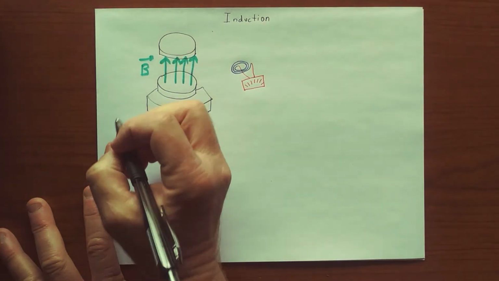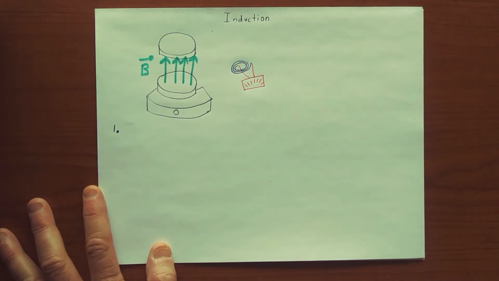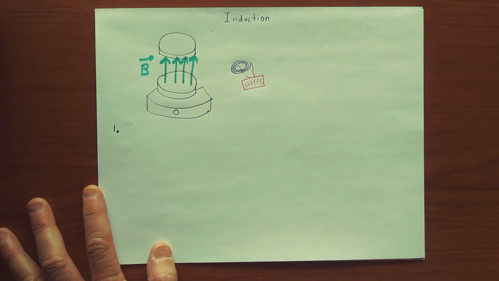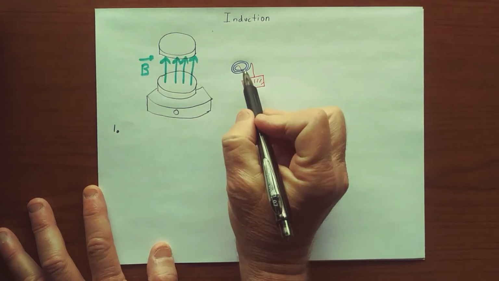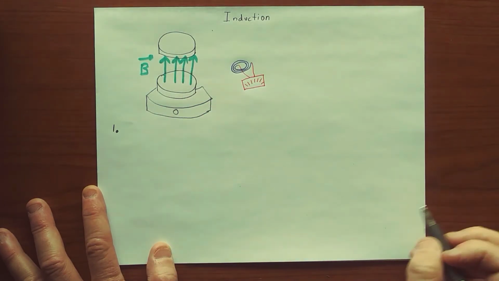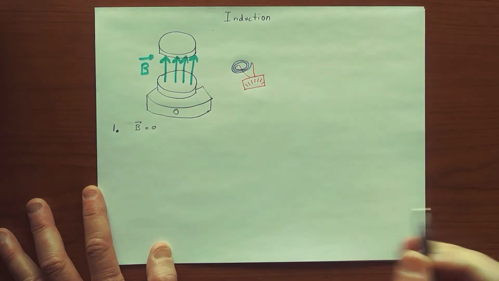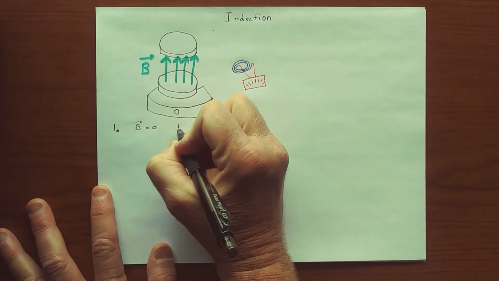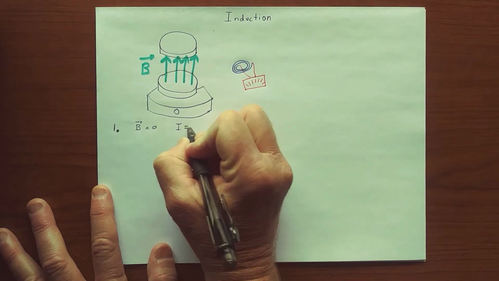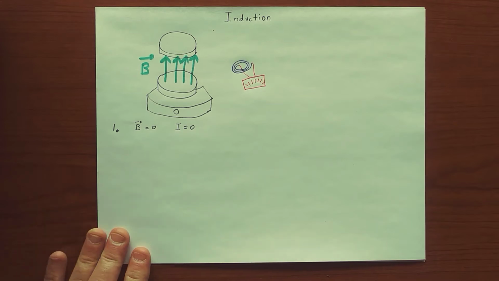So let's start with some imaginary experiments. The first thing that we do is that we turn this back to the off position, so there's no magnetic field, and we take the coil and we put it into this region. We take it out, we can move it around. B is equal to 0, and the current that's measured on the red device is equal to 0. So there's no current measured there. Not a very interesting experiment.